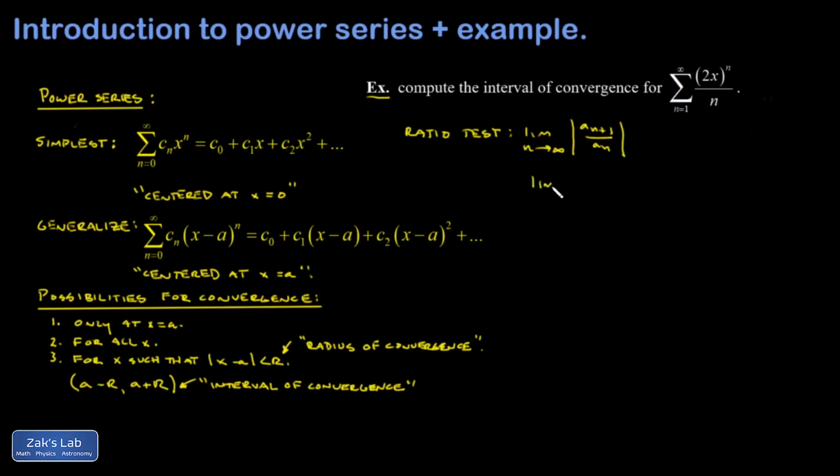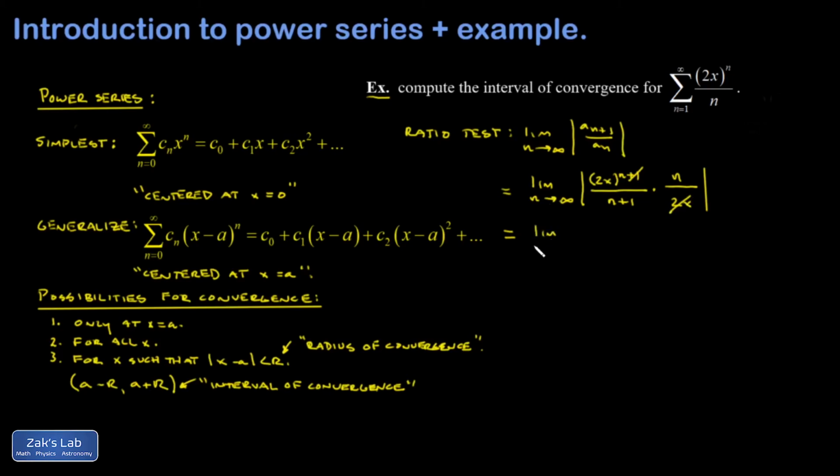So let's set up the limit. The limit is n goes to infinity, absolute value. And then I'm going to write down my n plus 1 term. That's (2x)^(n+1) divided by n plus 1. And then I divide by the nth term, which is the same as multiplying by its reciprocal. So n over (2x)^n. Now I clean things up a bit. (2x)^(n+1), I could split off a 2x out of that and cancel it with the (2x)^n in the denominator.